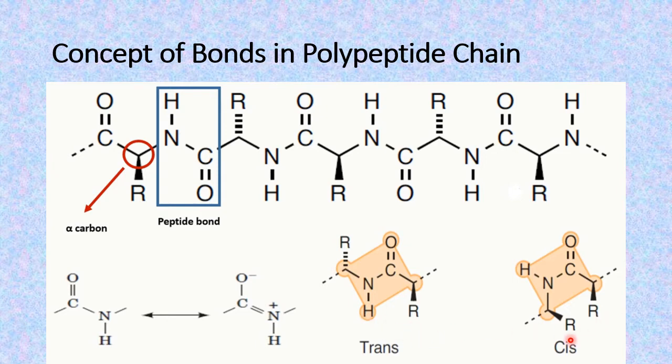So the cis configuration, in which the two are on the same side of the backbone, is not preferred. Rather, we have the trans configuration of the R groups. So our polypeptide chains generally have the R groups of the adjacent amino acids on opposite sides, that is, one above the plane and the other below the plane of this backbone.